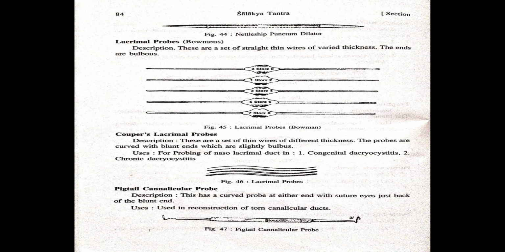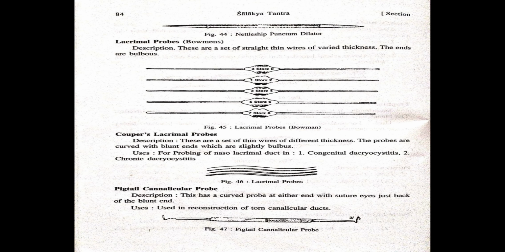Coole's lacrimal probes. Description: these are a set of thin wires of different thickness. The probes are curved with blunt ends which are slightly bulbous. Uses: for probing of the nasolacrimal duct in 1. Congenital dacryocystitis, 2. Chronic dacryocystitis. Figure 46: Lacrimal probes. Pigtail canalicular probe. Description: this has a curved probe at either end with suture eyes just back of the blunt end. Uses: used in reconstruction of torn canalicular ducts.